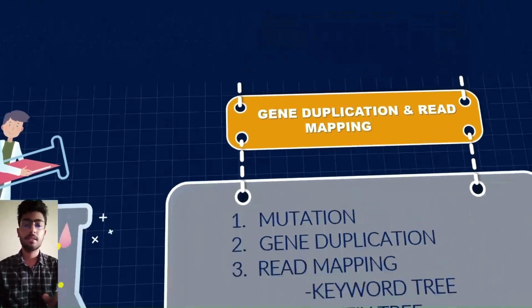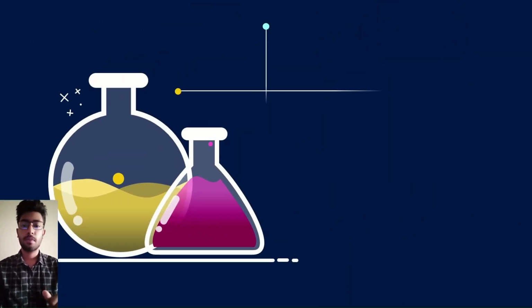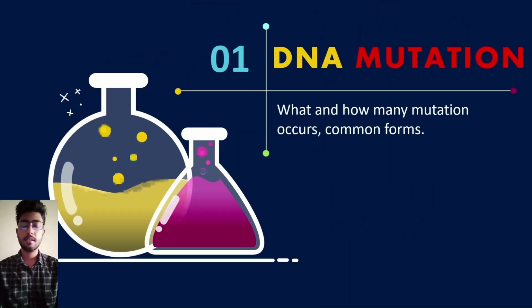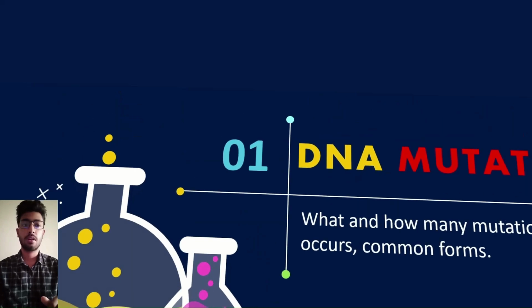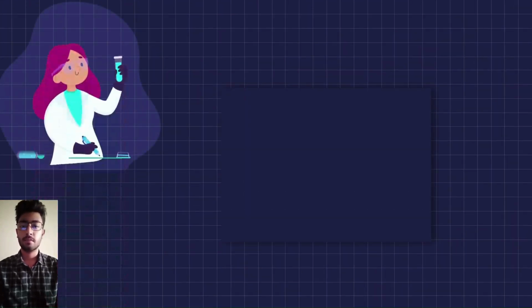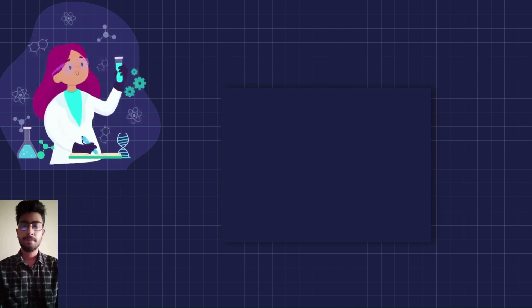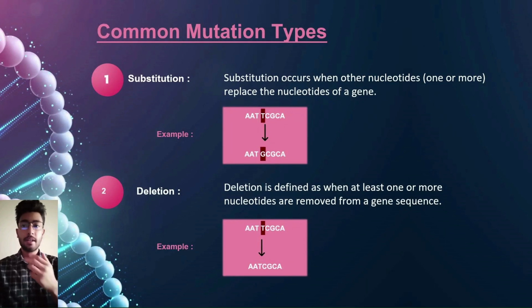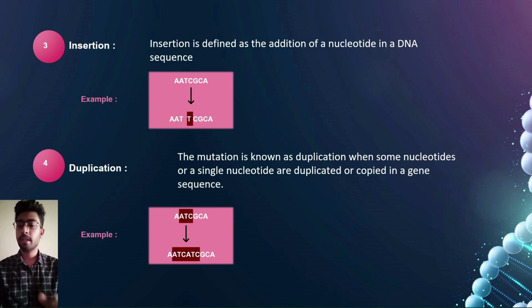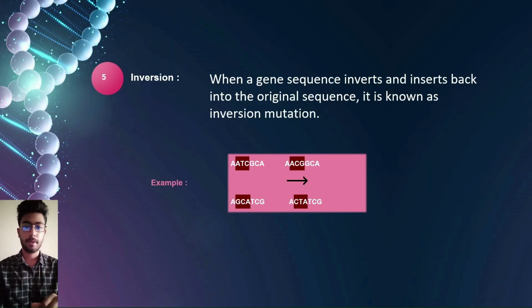My topic is mutation. What is mutation? Mutation is a sudden change of the structure or the nucleotides in a genome sequence. So, there are five types of mutations: substitution, deletion, insertion, duplication, and inversion.